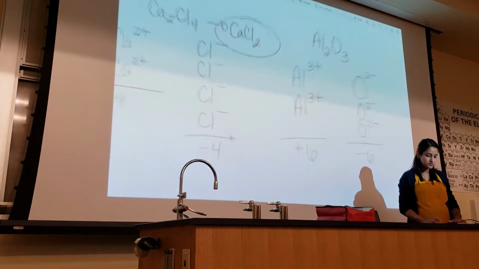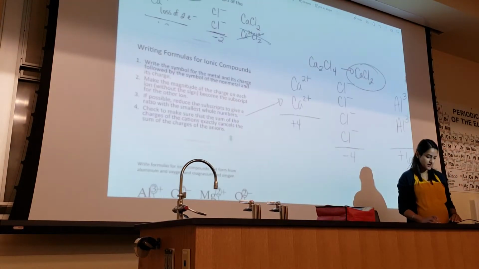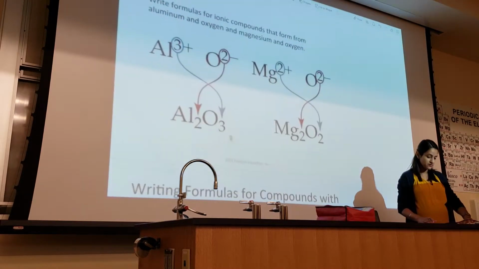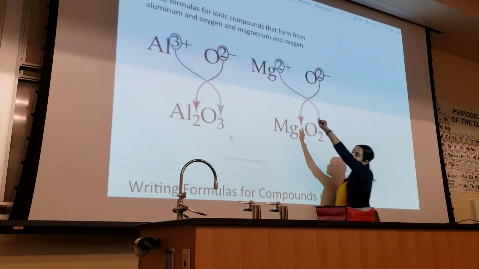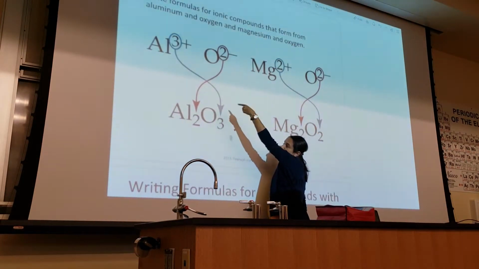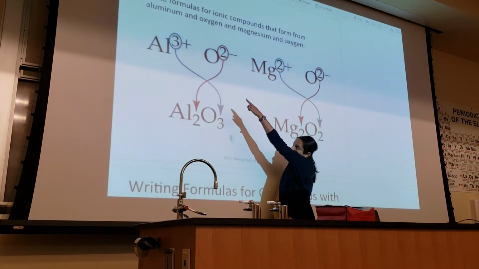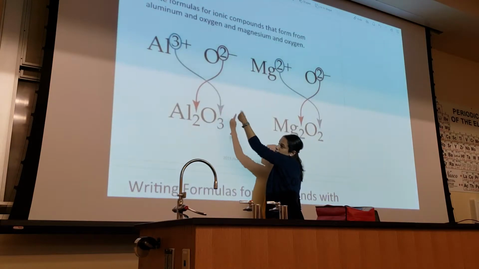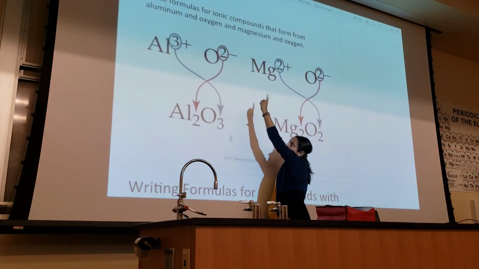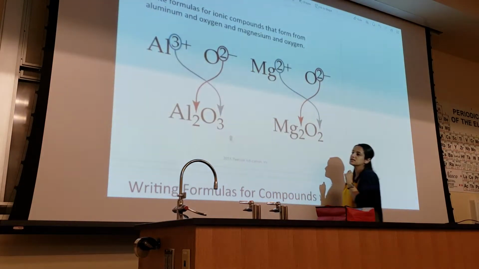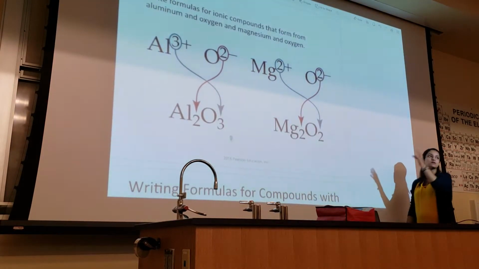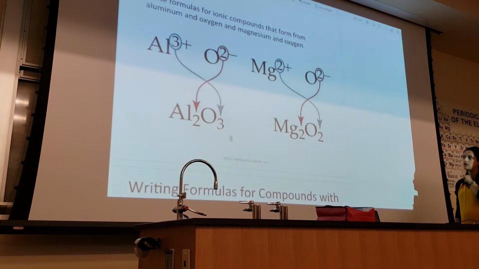Now the textbook does show kind of a shortcut way of this. If you look at your charges, you just swap them where they are. So the 3 represents how many oxygens you have. The 2 represents how many aluminums you have. But the thing is, it's the understanding that the charges need to cancel out.